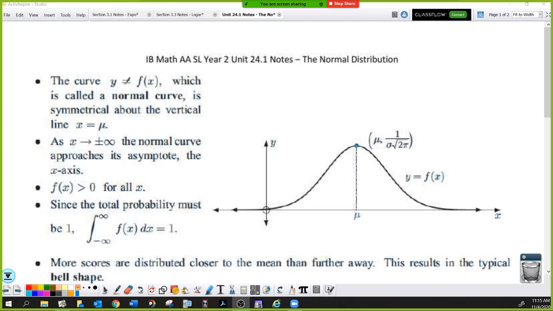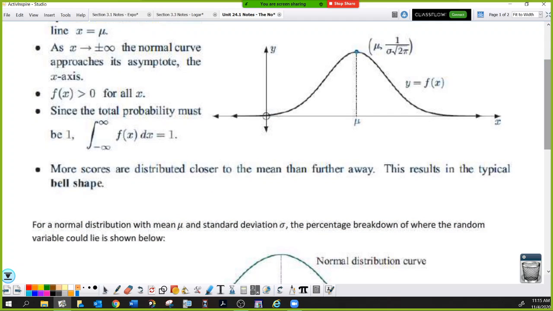Bell curves. Everything's about the bell curve. The curve y equals f of x, which is called a normal curve, which you're looking at right there, is symmetrical about the vertical line x equals mu, the mean. Mean is right in the middle. The normal curve, the bell curve, is symmetric around the mean. As x goes to positive or negative infinity, the bell curve, the normal curve, is going to approach the x-axis, so it's going to approach 0. Scroll down.